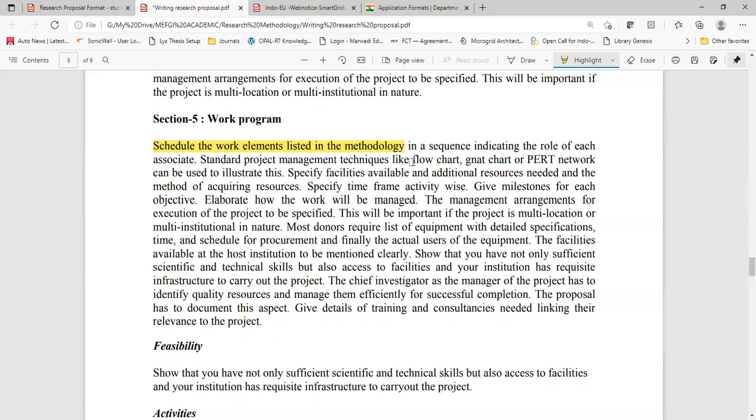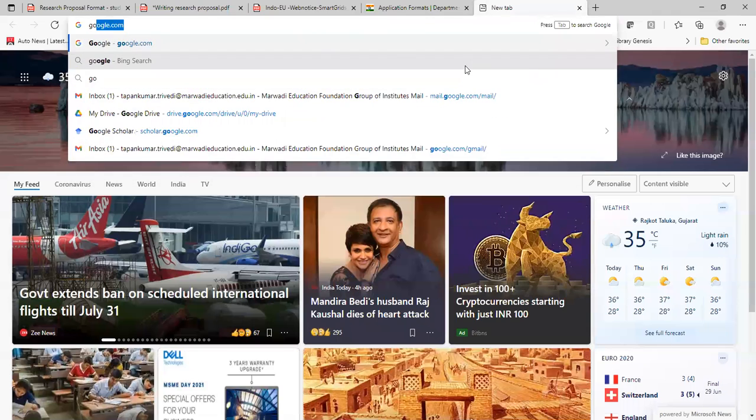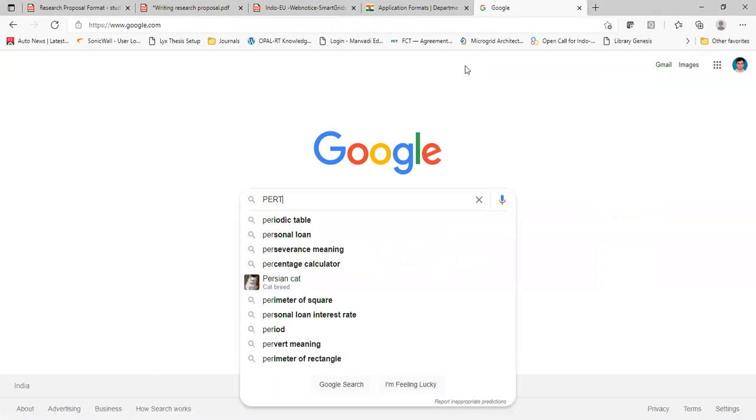For that, we use something like a flow chart, Gantt chart, PERT chart, and others. Okay. Have you ever worked with this PERT or Gantt chart? Okay. Let me show it.